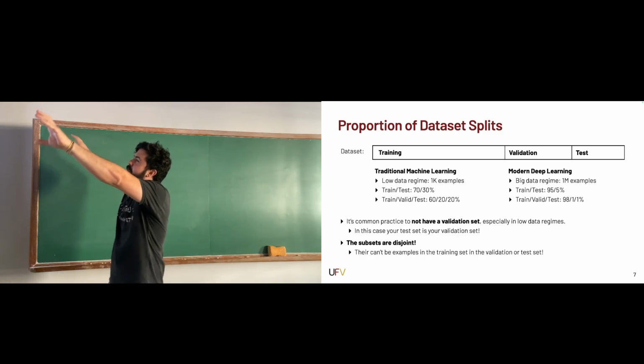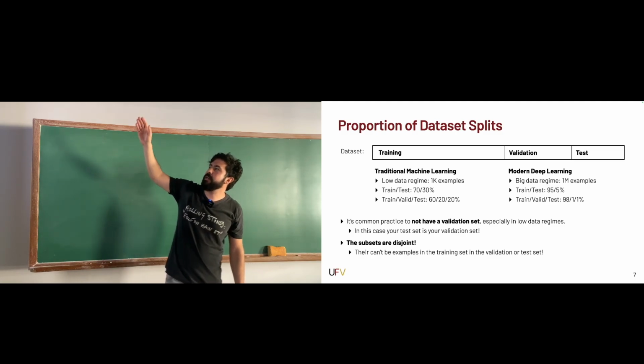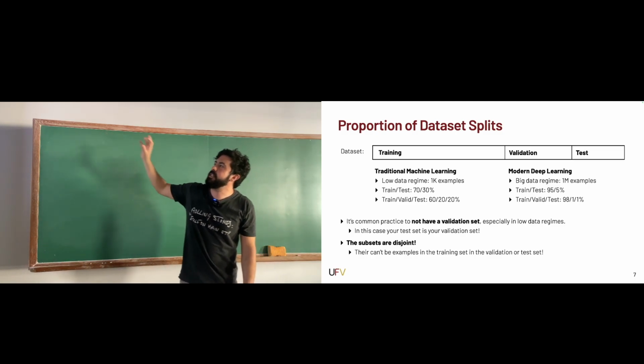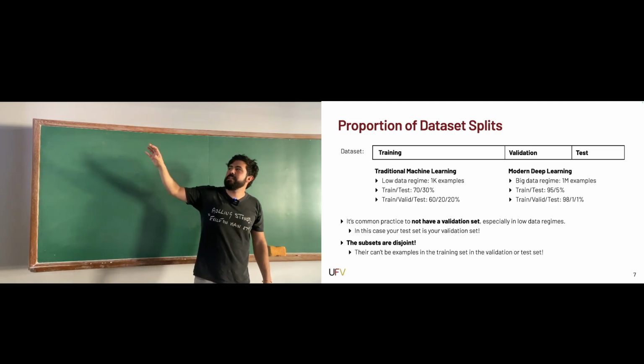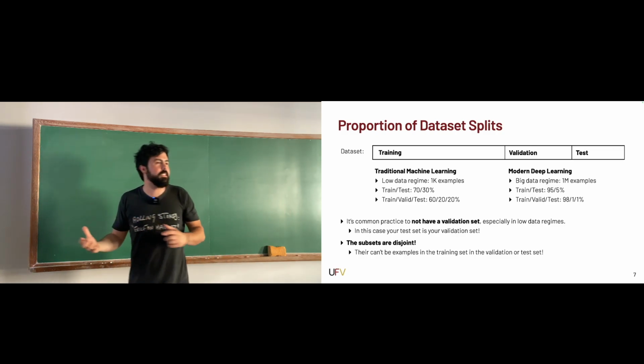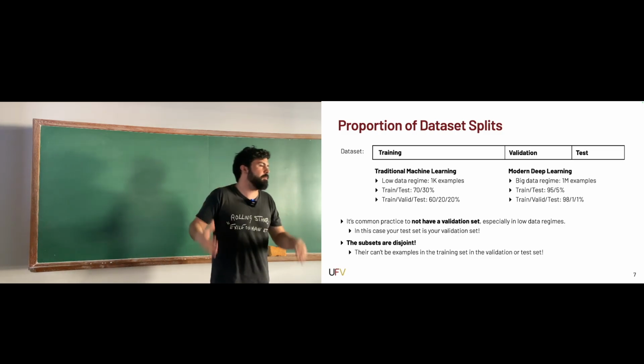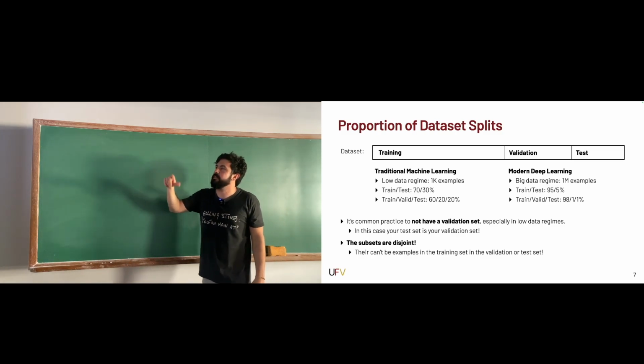So imagine that this bar there is your full data set, and then you have these splits: training, validation, and testing. As you can see here, normally we have more training data, and then we have a little less validation data, and even maybe less or the same amount between validation and testing.